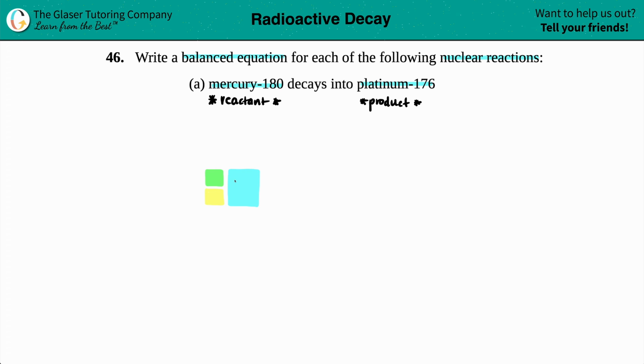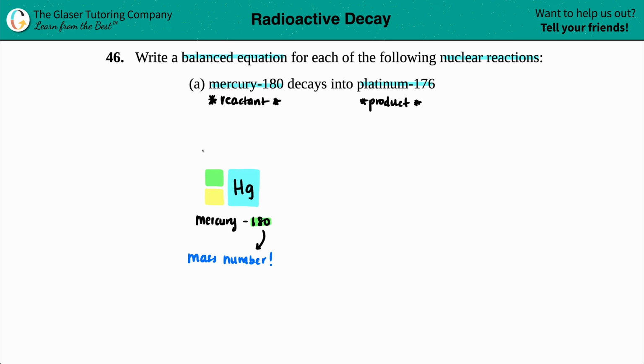Mercury is Hg. So that's where the big blue box goes. It's your notation for whoever it is, and in this case, it's mercury. They told us specifically it's mercury-180, which means that the number they give you is always your atomic mass, or your mass number. The mass number can change for individual elements because you could change the number of neutrons. So the top number is the mass number.